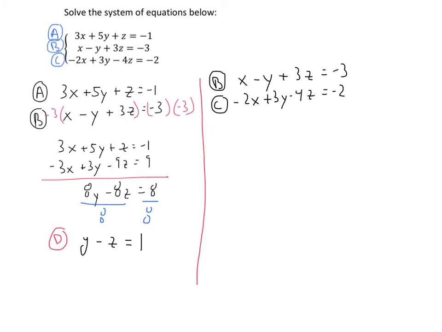The key thing to remember is that if we eliminated x the first time in this problem, we need to eliminate the same variable over here. Here I've got a -2 coefficient for x, so I can multiply equation B by +2 on both sides. That's going to give me 2x minus 2y plus 6z is equal to -6, and equation C is going to stay the same.